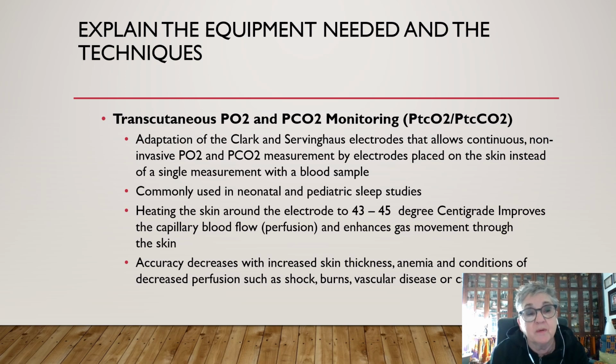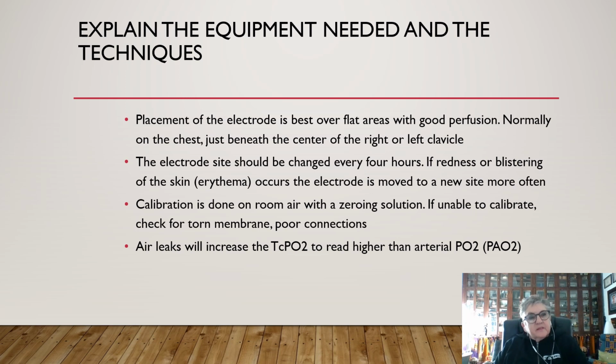And then we can measure it. Accuracy decreases with increased skin thickness, anemia, and conditions of decreased perfusion such as shock, burns, vascular disease or cardiac diseases. The electrode is best placed over flat areas with good perfusion, normally on the chest, just beneath the center of the right or left clavicle.